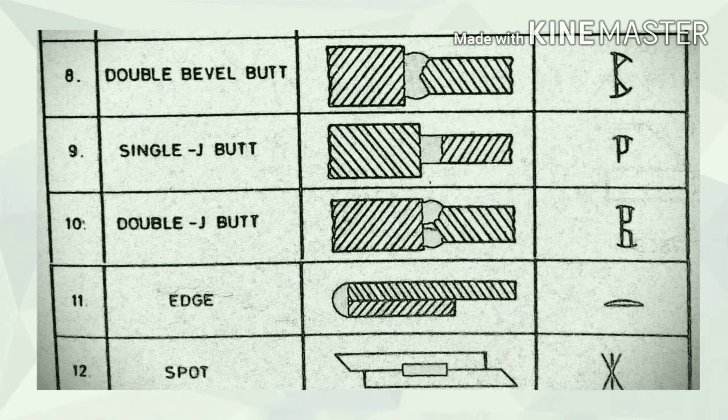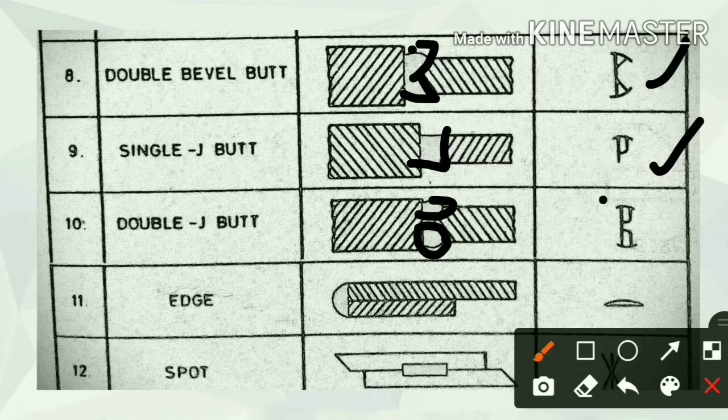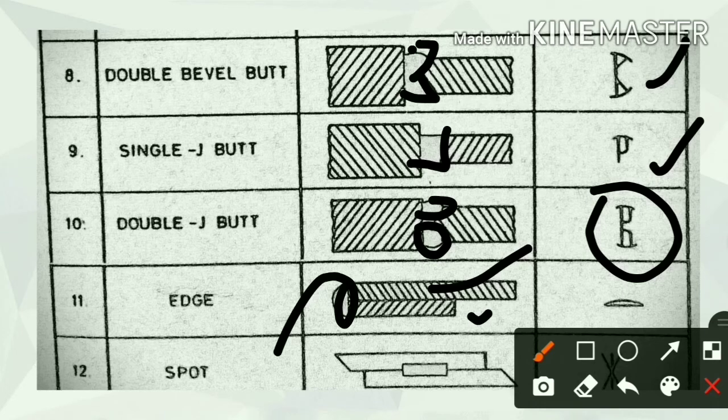Double bevel butt. One bevel, second bevel, and symbol is like that. Single J, this single J and symbol is like that. Double J butt sectional representation is this, like that J, and here is double J symbol. Edge: one plate, second plate, and we weld here. The presentation looks like this, and the symbol is this.